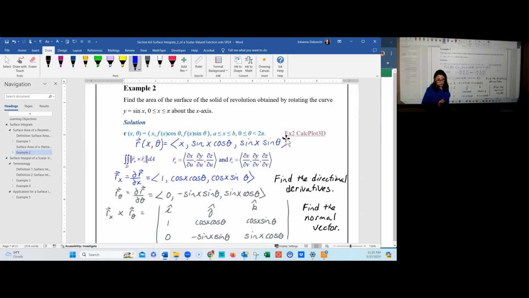So once I have the parameterization of the curve, then I want to go ahead and find the directional derivatives, the partial of r with respect to x and the partial of r with respect to theta. Once I have those, I'll find the normal vector by crossing them together. So the partial derivative with respect to x gives me 1, cosine x cosine theta, cosine x sine theta. The partial with respect to theta gives me 0, negative sine x sine theta, sine x cosine theta.